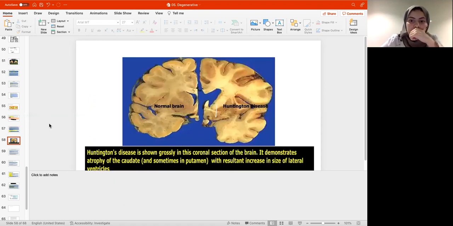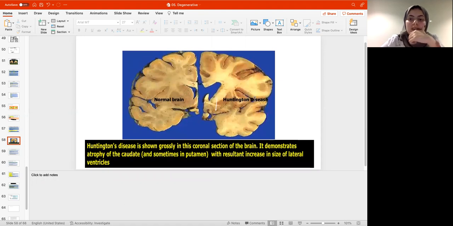Okay, and then this is how it looks, because we said it affects the striatum. So you can see here how it's atrophied compared to this side. Especially the caudate, okay. Again, whenever you have atrophy, there's always an increase in the ventricle size.